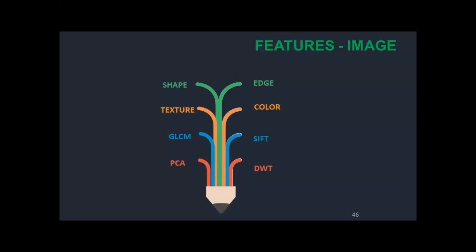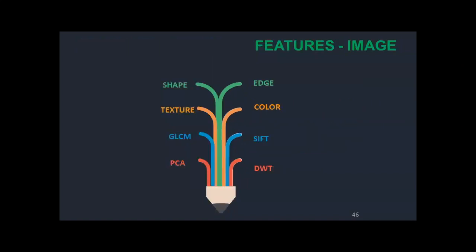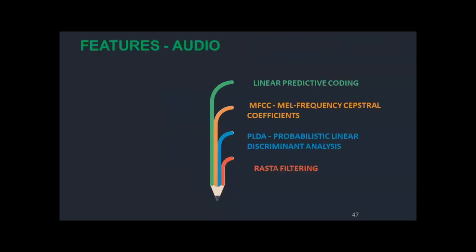Beyond images, in case we have audio signals, then what will happen? These audio signals will have a different type of feature. We cannot use shape, edge, color, DWT, or PCA on my audio signal. Audio signals have different types of features. Mostly the electronics department works on this type of aspect.